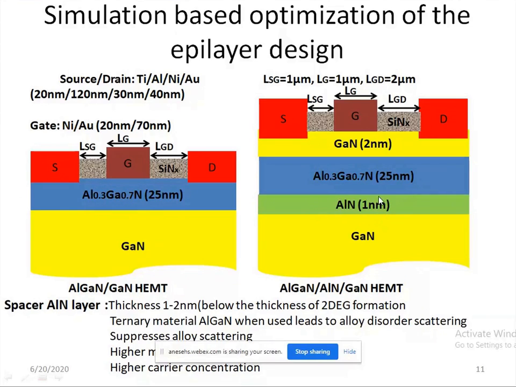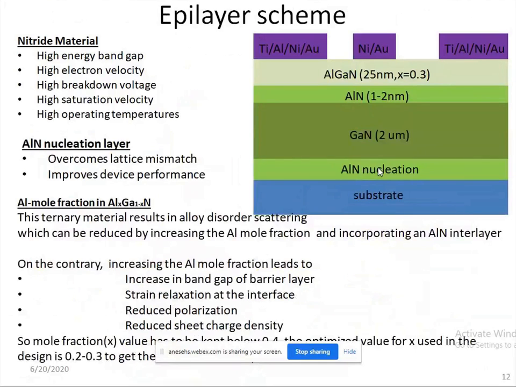When an aluminum nitride interlayer is added, it increased the 2DEG density and also reduced the disorder scattering due to the ternary semiconductor material, that is AlGaN, present. So this aluminum nitride spacer layer has two functions. First, it increases the conduction band offset at the interface, thereby increasing the 2DEG. And second, it reduces the disorder scattering, so defects in the case of the device. After that, I again went for adding another layer, that is a nucleation layer.